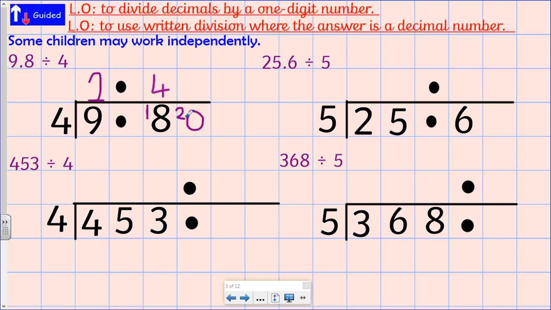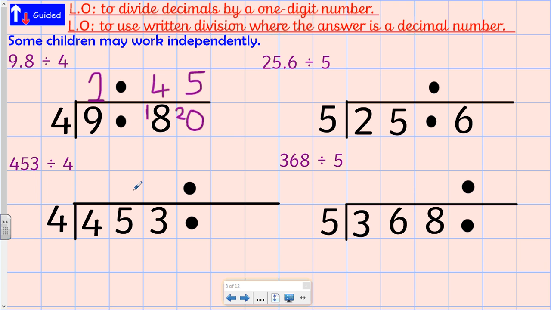And we're exchanging again there. We're taking these 2 tenths and we're exchanging it for 20 hundredths. 2 tenths is equivalent to 20 hundredths. So final step now is how many lots of 4 are there in 20? So 20 divided by 4, hopefully you know that one, is 5. So my answer to 9.8 divided by 4 is 2.45.